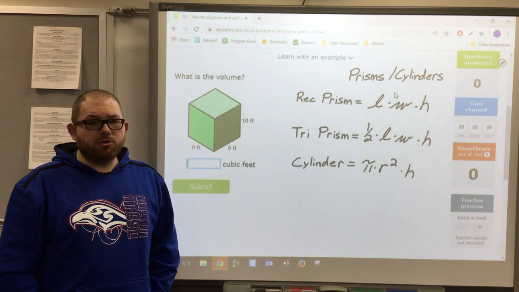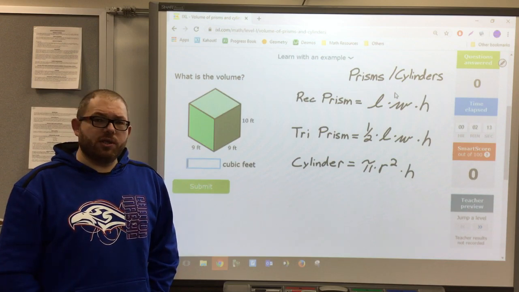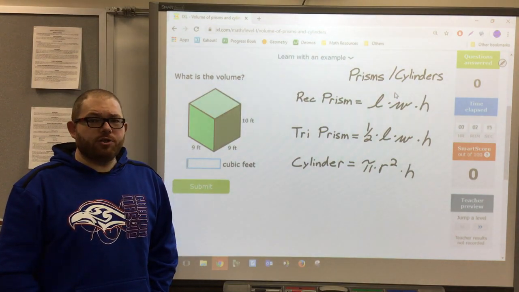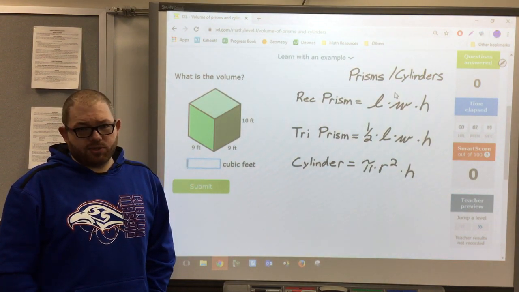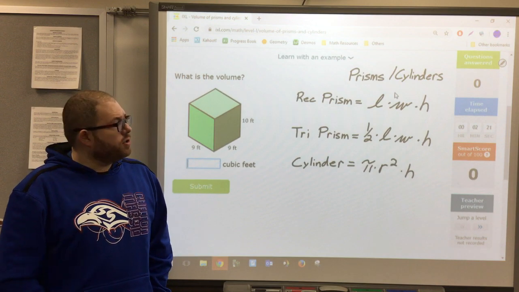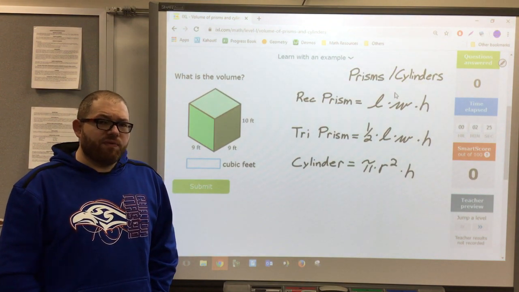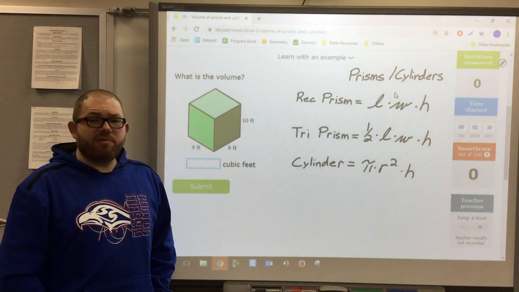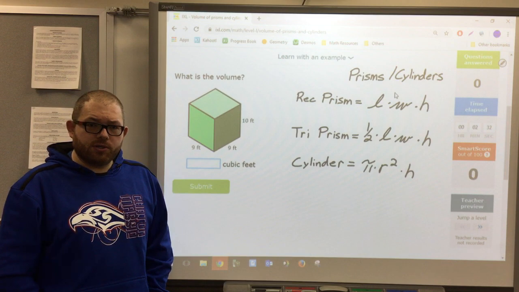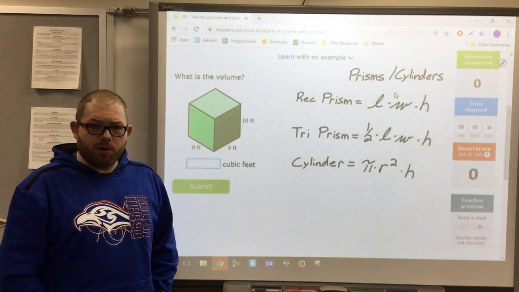By far, the most important thing that you need to know is that if you are not using the right formula on each shape, it's going to be very difficult for you to get the right answer. So, over to the right, I have written down the 3 formulas you will need for this specific skill. So if you are finding the volume of either prisms or cylinders, then you're going to need one of the 3 formulas I have on the board.